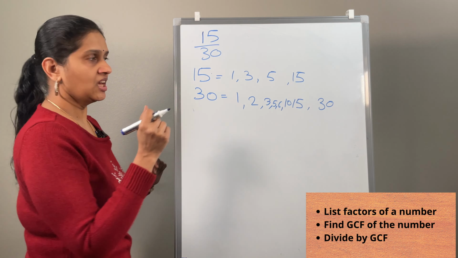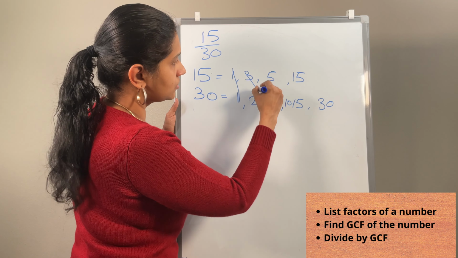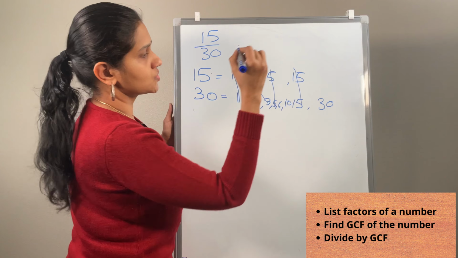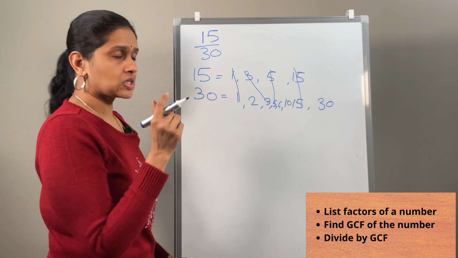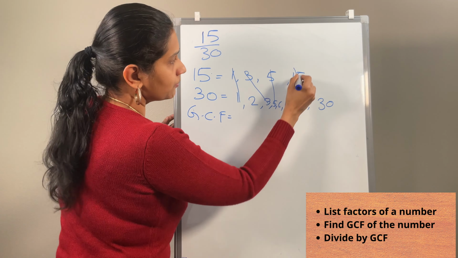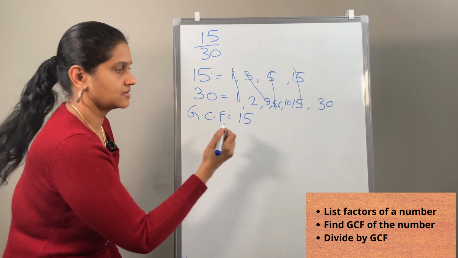Now let us see the GCF. What are all the common numbers? 1 is common, 3 is common, 5 is common, 15 is common. So what is the greatest common factor? It is the biggest number which is common in both, which is 15. That is the second step.